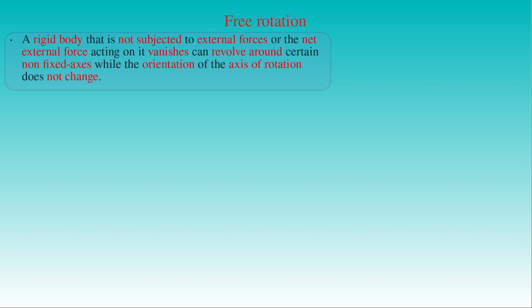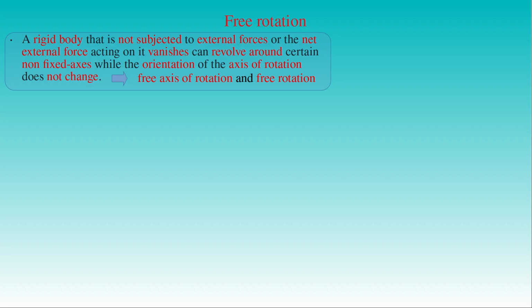We already studied rigid rotation, that is the rotation of a rigid body about a fixed axis. Now we will discuss another type of rotation of objects where the axis of rotation is not fixed but free. As everyday experience shows, a rigid body that is not subjected to external forces, or the net external force acting on it vanishes, can revolve around certain non-fixed axes while the orientation of the axis of rotation does not change.